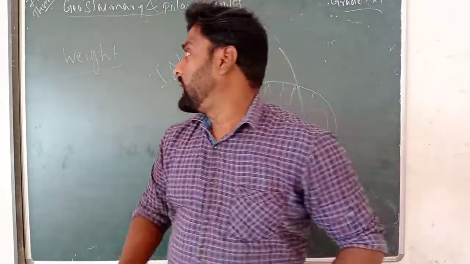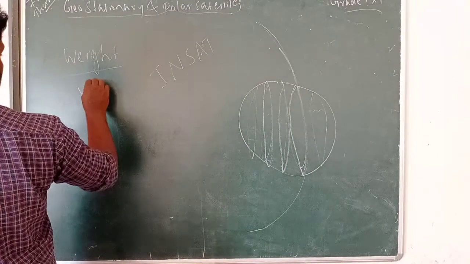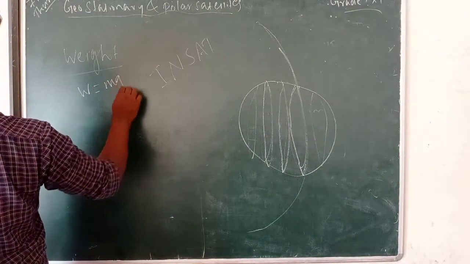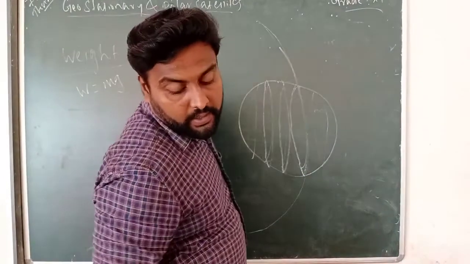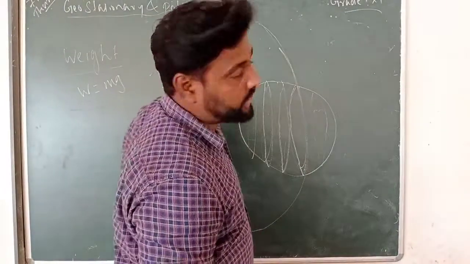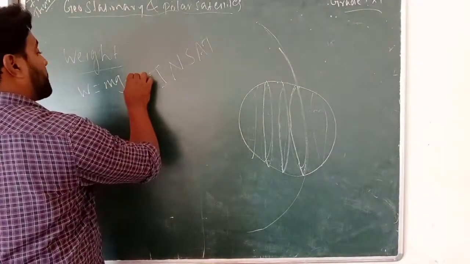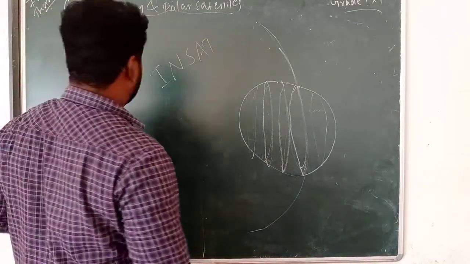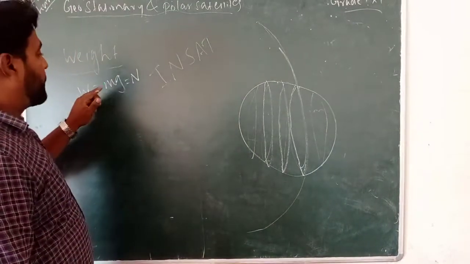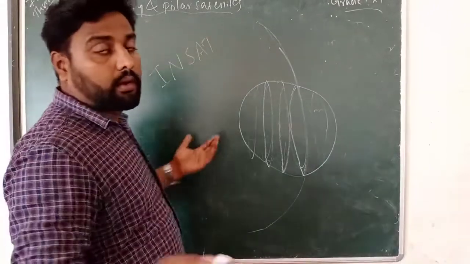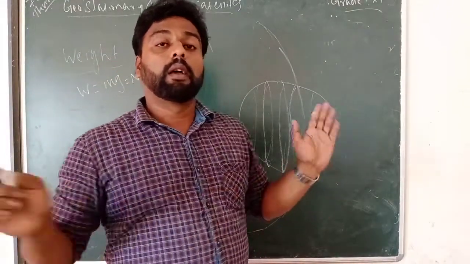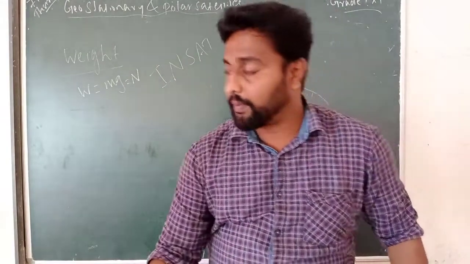And we use the equation W equal to mg. That is the weight equation. W equal to mg equal to N also you can use. Weight means the downward force mg is equal to the normal force which is acting upward.